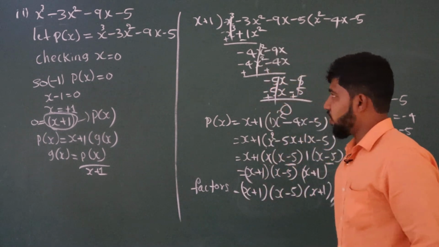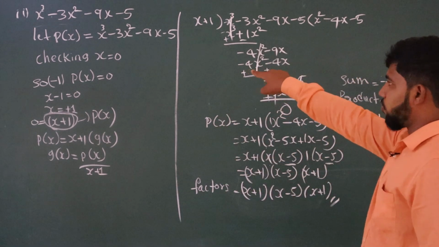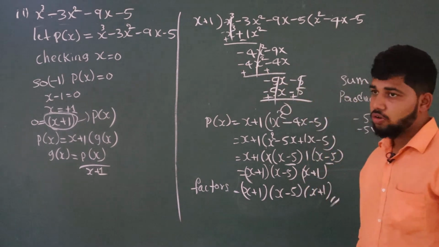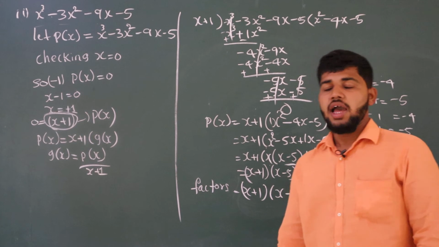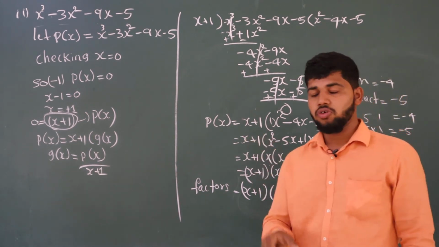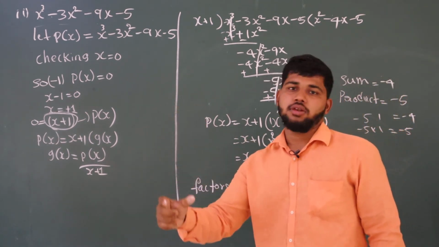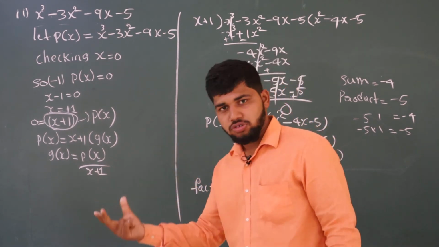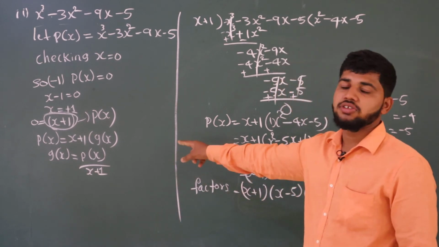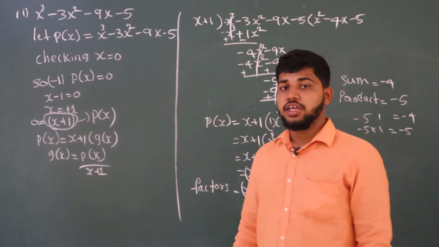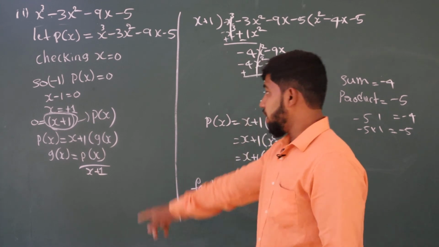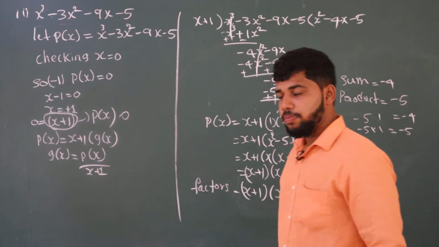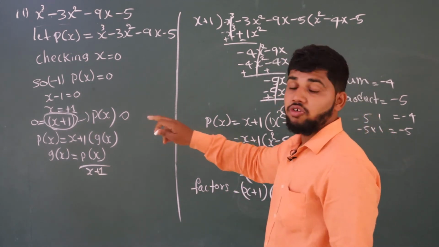To find the first factor, let p of x be x cube minus 3x square minus 9x minus 5, and check with values of x. If we take x equal to 0, we do not get the answer 0. If we take x equal to 1, again we do not get 0. Lastly we take x equal to minus 1, and here we get p of x equal to 0. So x plus 1 is a factor.